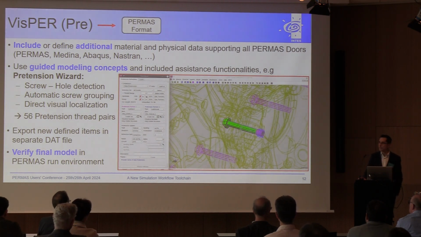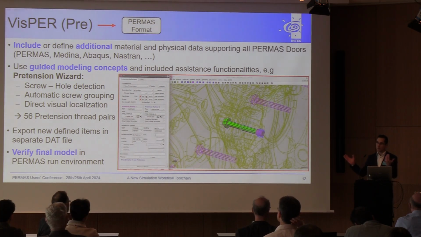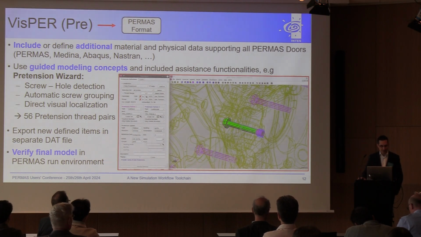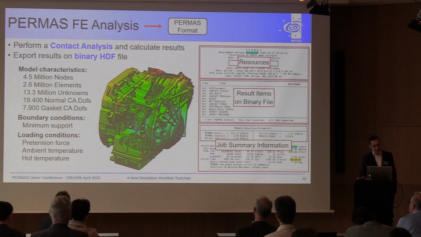Afterwards, we complete the physical modeling and export all those things as a DAT file. You can handle it by a separate DAT file creation if you want to distinguish mesh data and physical data. This is no problem here in VisPER and PERMAS. And of course, you have the possibility in VisPER to verify your final model by element quality checks or further PERMAS checks. And afterwards, in this presentation, now comes the easy task. You just execute PERMAS, for this example, as a contact analysis.